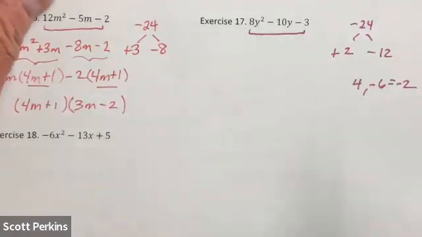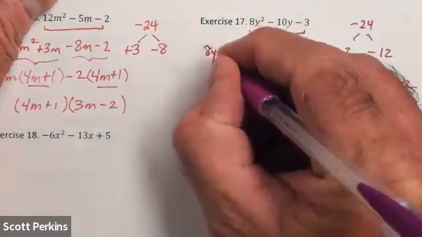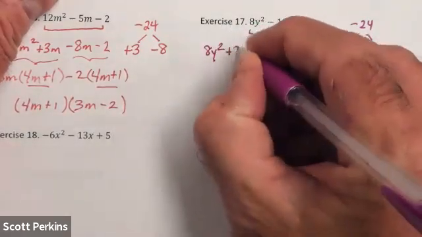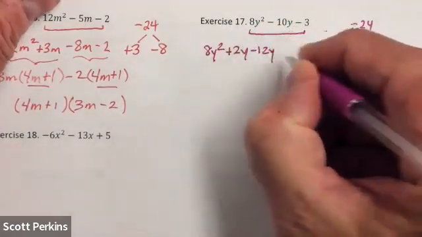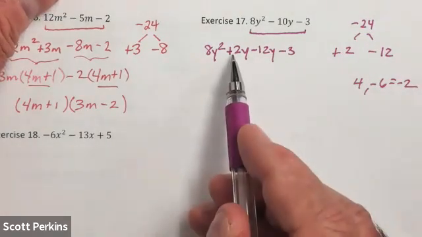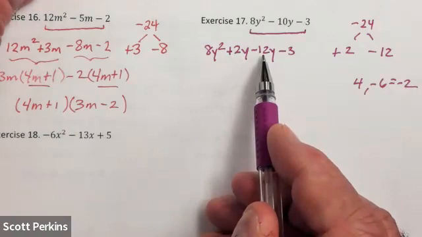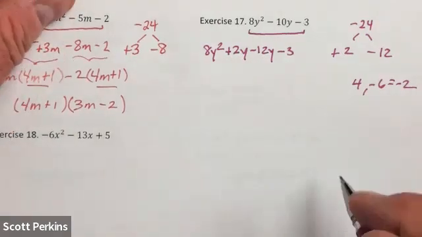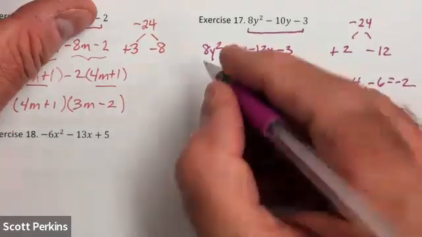All right, so I'm going to use the 2 and the -12. So I've got 8y squared. I'm going to put them in the order plus 2y minus 12y minus 3. This is the last time I'll repeat this: if you put the -12y first and the plus 2y second, your problem will still work. We will end up with the same thing.